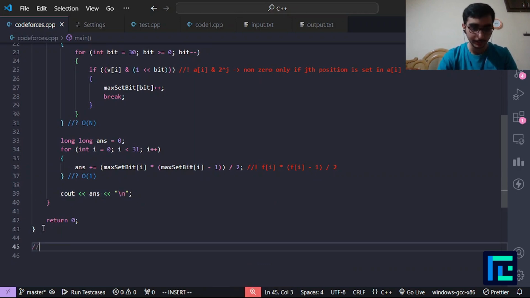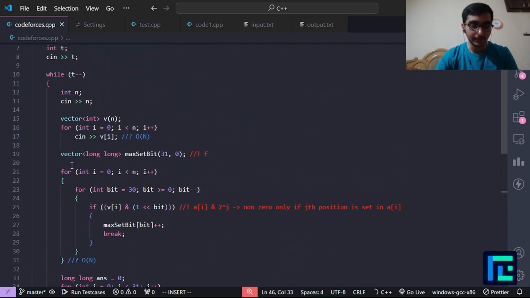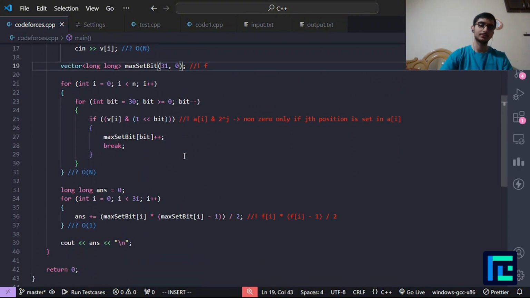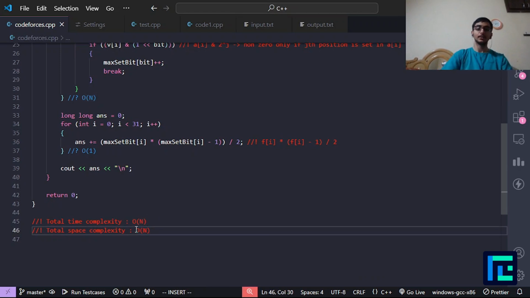So finally, the total time complexity would be O(n), or you can also write it as O(n into log of max value), and the total space complexity would be O(n) also, because we're just storing an array, and we are storing another array which is of constant size, that is 31. So space complexity would be O(n) nevertheless.